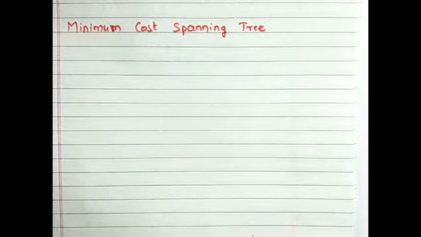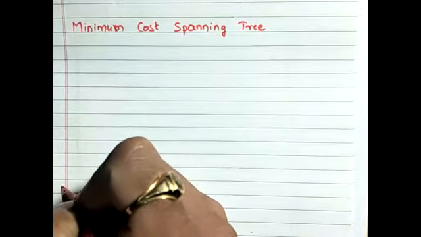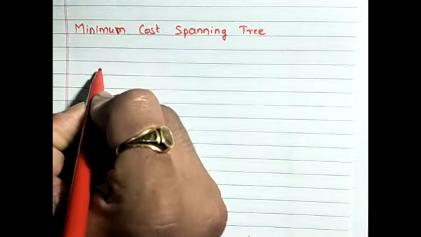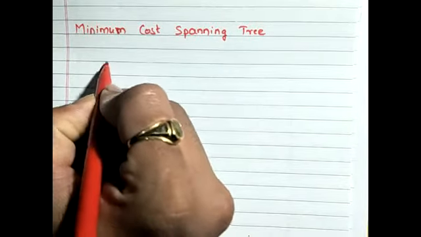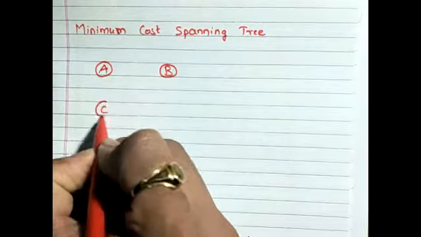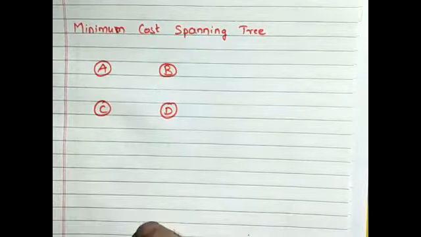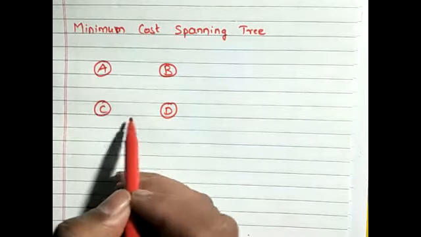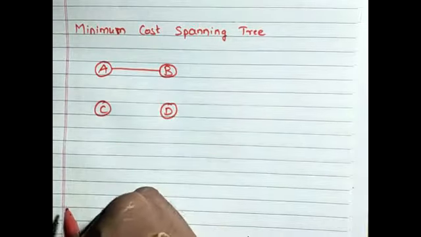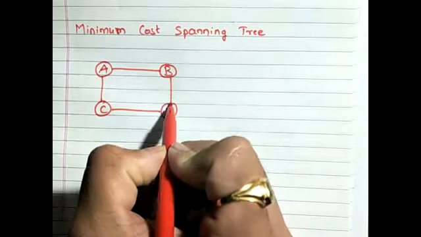Now, we know that a graph consists of certain vertices, and those vertices are connected through edges. Let us consider one particular graph. Let's say there is one vertex A, vertex B, C, and D. So these four are the vertices. These vertices are connected through the edges. Let us say an edge between A and B. In the same way, let us connect all these vertices through edges.